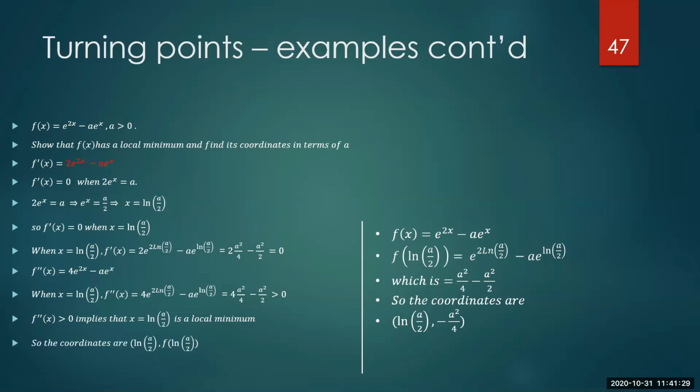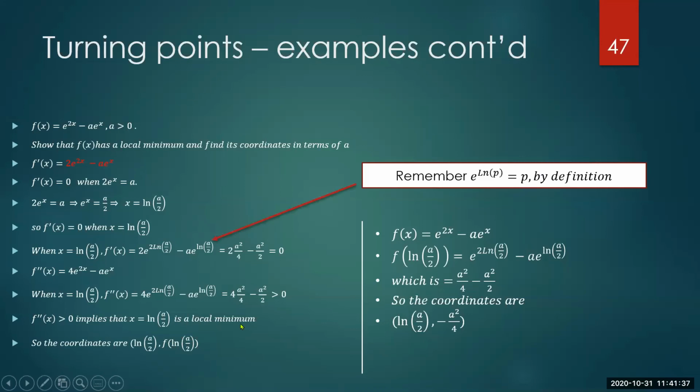So the coordinates are natural log of a over 2 and f of the natural log of a over 2. Sorry, this slide is a little bit out of sequence. For this line here, I wanted to remind you all that e to the power of natural log of p is always equal to p. And that's how I was able to do the math in these lines here.